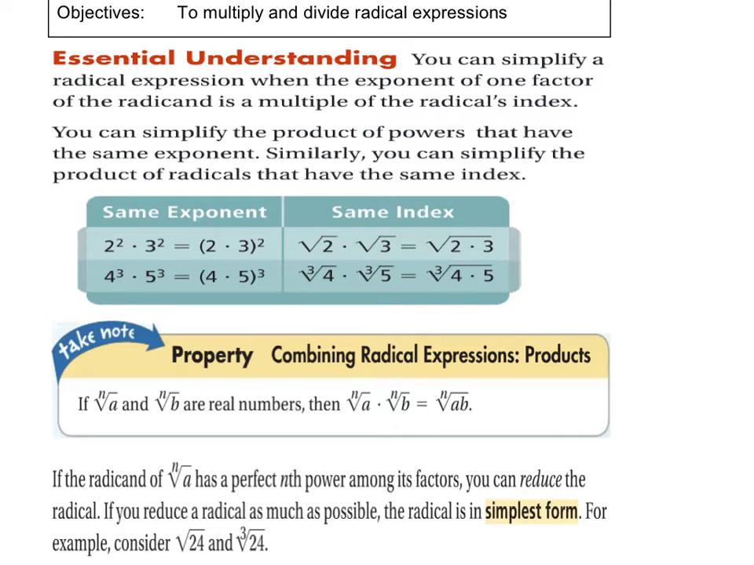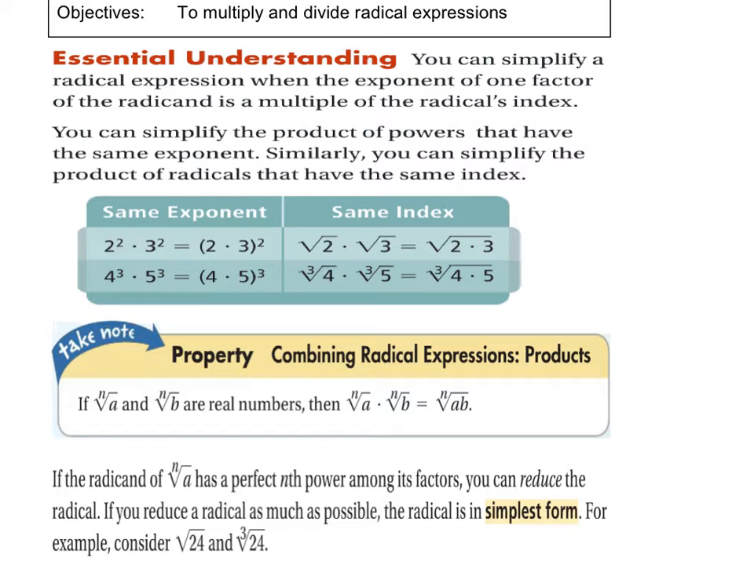So for example, if I have the square root of 2 times the square root of 3, that's the same thing as the square root of 2 times 3 together. As long as these indexes are the same, we can do that. Same thing here: the cube root of 4 times the cube root of 5 is the cube root of 4 times 5. I can combine those together into one root. But the key here is that the roots have to be the same.